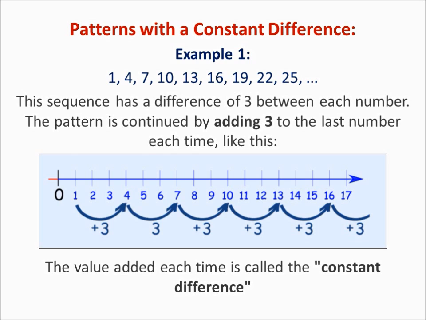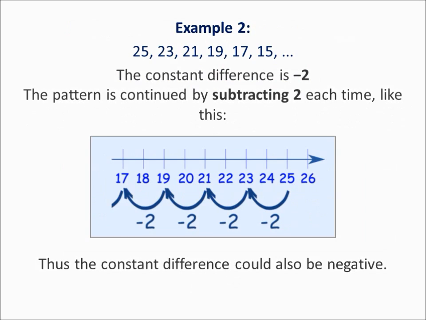So if we begin with the number 1 and we add 3, we get 4. If we add 3 to 4, we get 7. If we add 3 to 7, we get 10. If we add 3 to 10, we get 13, and so on. Each time we're adding 3 to the last number. And the value added is called the constant difference. In this case, the constant difference is 3. We're adding 3 each time.